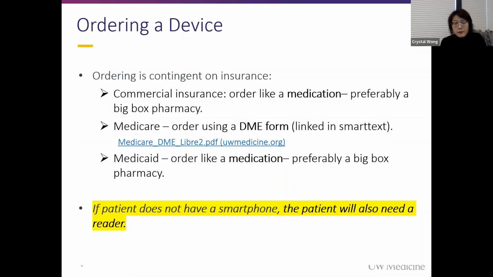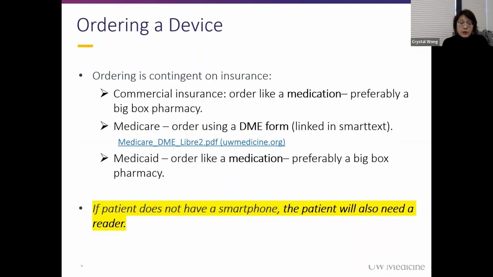One thing in bold on the bottom: if your patient does not have a smartphone, they will need a reader. The way this works is you wear a sensor on your arm, and then you take your smartphone and sync the equipment at least every 8 hours. Otherwise, your data is lost.